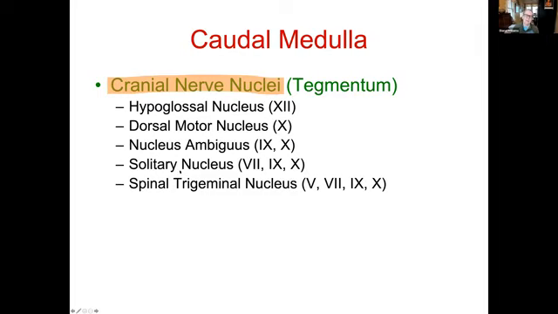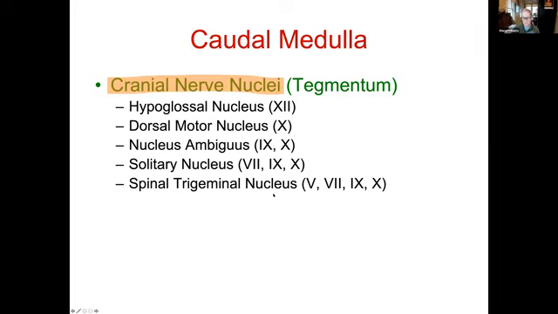This is that nucleus that receives taste fibers, as well as those general visceral afferents about blood pressure from the aortic arch and the carotid sinus. So the rostral part of that nucleus will carry the taste fibers from 7, 9, and 10, and the caudal part will receive general visceral afferents from 9 and 10.